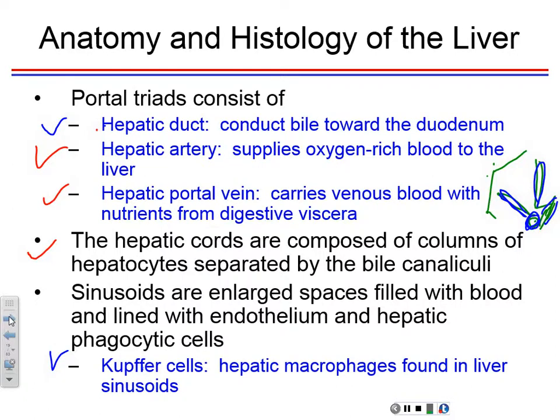So Kupffer cells are the hepatic macrophages that will be in these sinusoids, which are literally like capillaries. Well, not capillaries, but the small veins, or venules, if you will. But these are big, and they've got huge holes in them, so they're called sinusoids. So the lumen space is full, with the endothelium and the phagocytes, Kupffer cells. So know the Kupffer cells, which are the phagocytes of the liver.